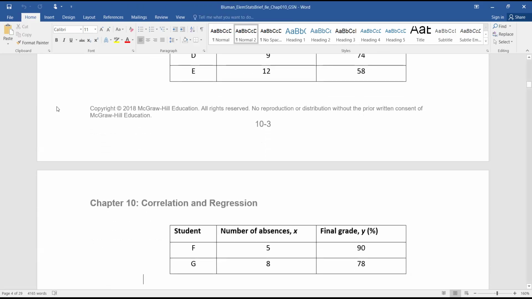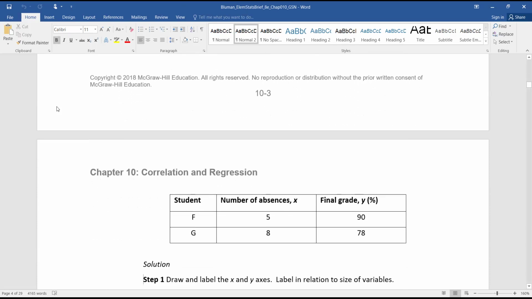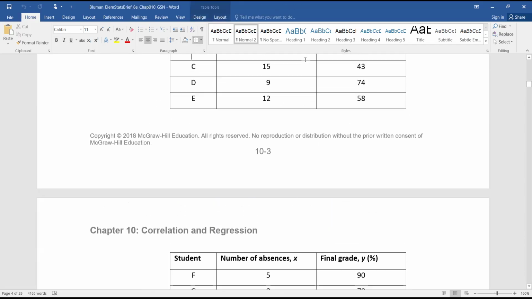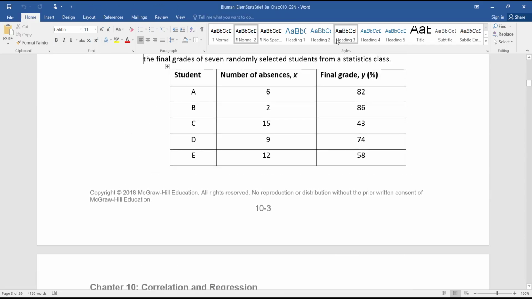Student F missed 5 times and made a 90. And then student G missed 8 times and made a 78. So to draw a scatter plot, you would draw and label the X and Y axis and label the relationships of the size of the variables. So when given a table like this, it tells us that our X is the number of absences and our Y is the final grade.